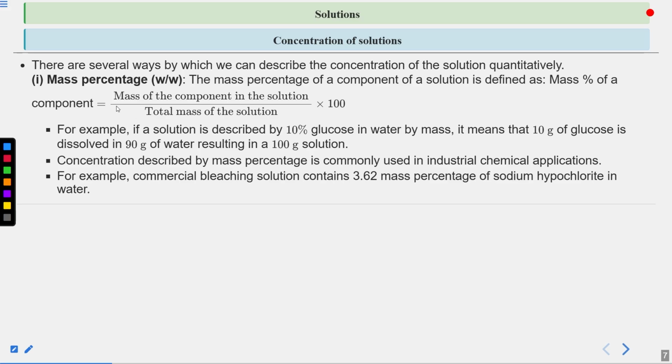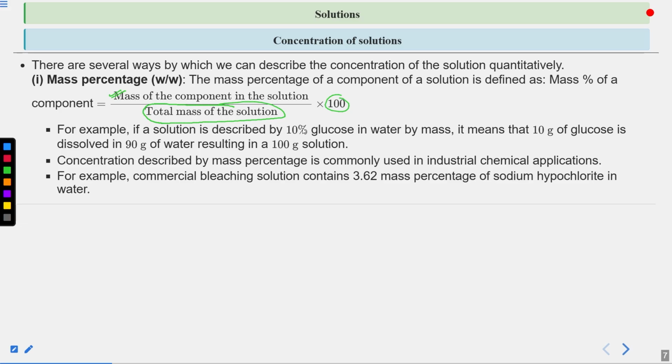So here is your formula. Suppose you are trying to calculate the mass percentage of a component. You will simply put the mass of that component divided by the total mass of the solution in which your component was present, multiplied by 100. Now it's very easy to imagine. It is very similar to the percentage of marks that you see. Total mass will be in the denominator and the mass of the component will be in the numerator.